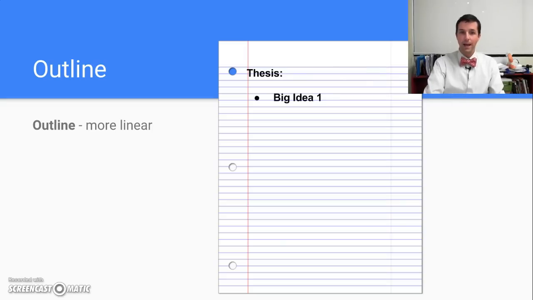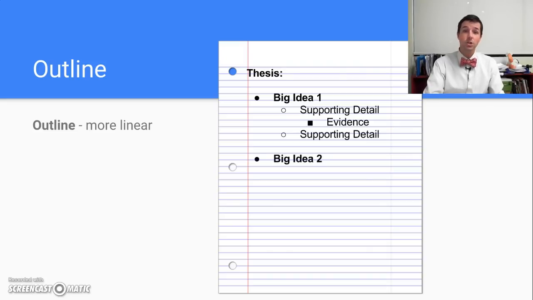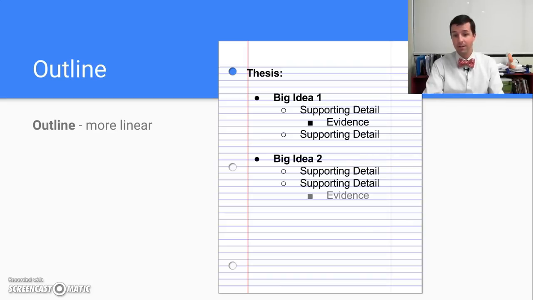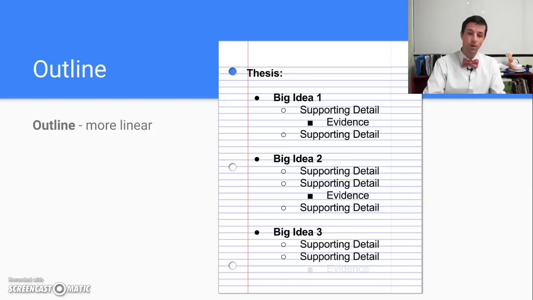And then you're going to write your big idea, right? Big idea number 1, supporting detail, evidence, supporting detail, maybe more evidence depending on what you have. Big idea 2, right? Supporting detail, evidence. Big idea, another supporting detail. Big idea 3, supporting detail, evidence, and so forth.